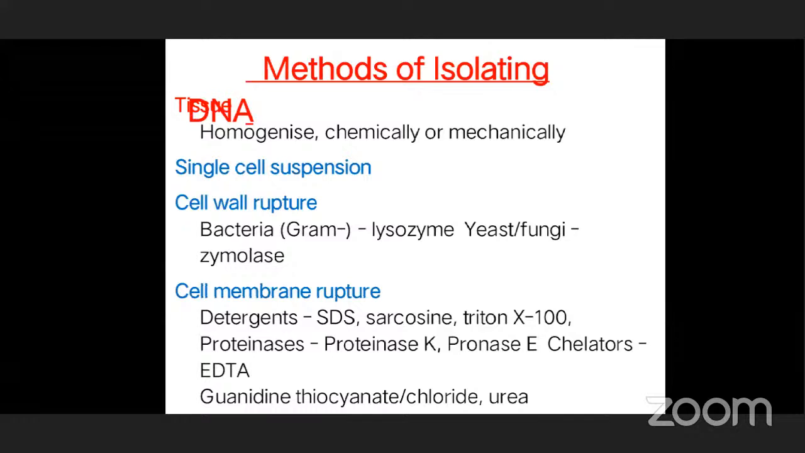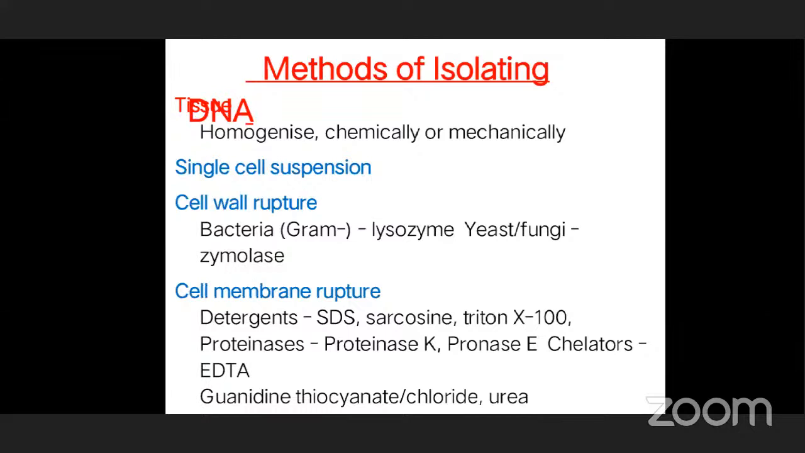But for a blood sample, there is no need of homogenization. It is required for tissue purposes. How is it homogenized? Chemically or mechanically. Some chemicals are used, or some grinding machine or homogenizer machine is required here. Then we get a single cell suspension. After homogenization, we will get single cell suspension. If blood is used, there is already a single cell suspension.